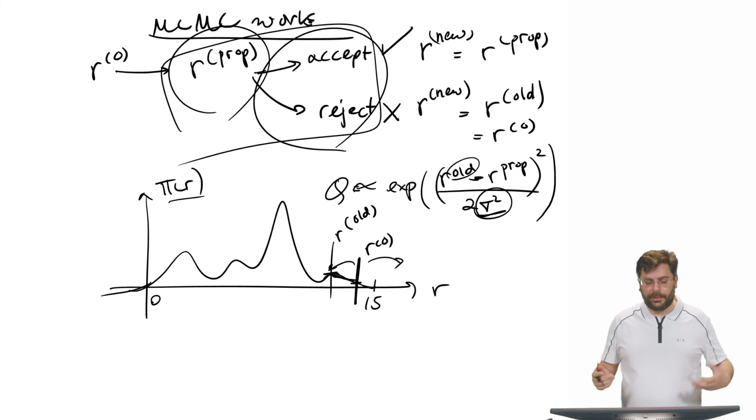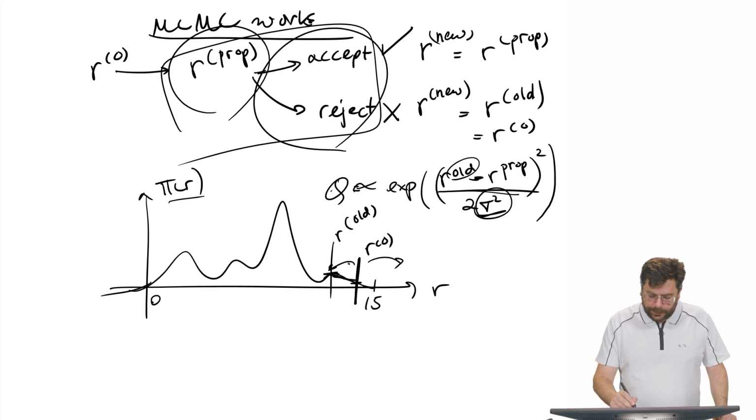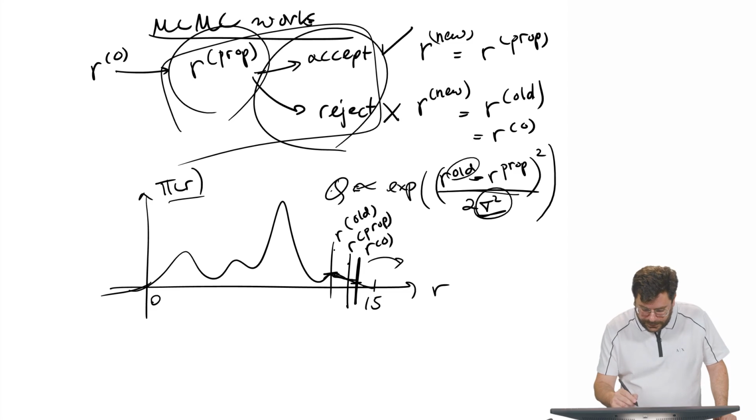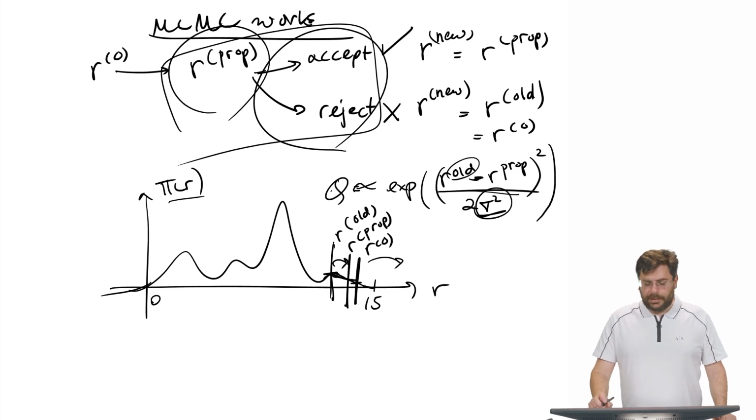At this point, I propose a new value. If my proposal distribution is Gaussian, I have a 50-50 chance of proposing something to the left or to the right. Now, suppose I propose something to the right, and this is my new R proposed. So I'm going from here to here. I'm going down in probability. That doesn't seem as good.